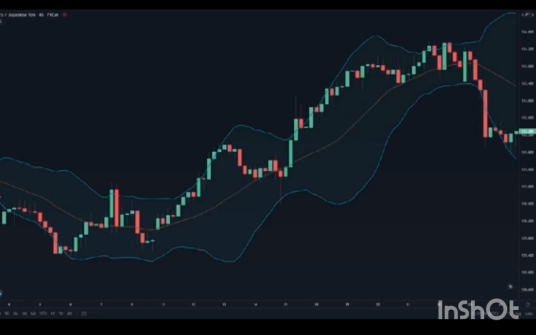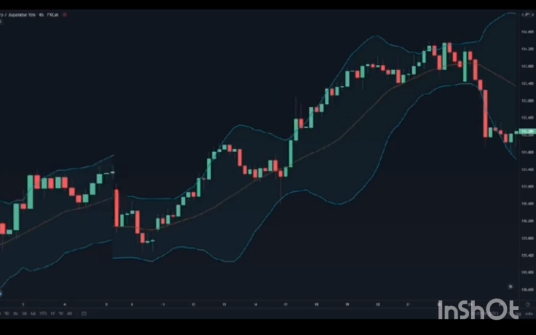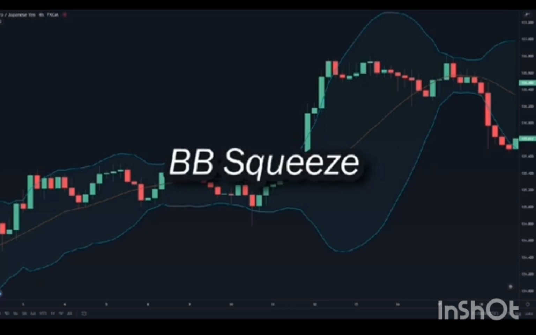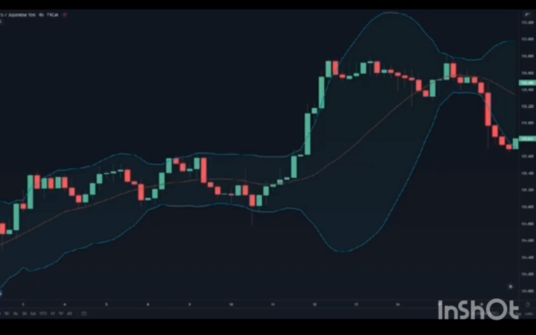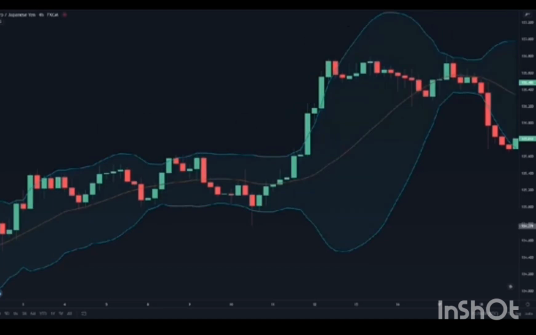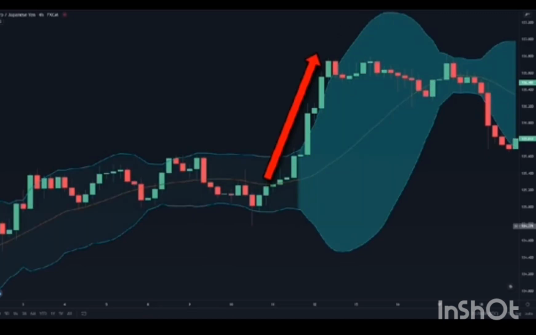So, after testing the Bollinger Bands indicator multiple times, I actually found the most effective strategy that you can use. And the strategy is called the Bollinger Band Squeeze. This strategy is based on predicting price breakouts using volatility. What you need to understand is that the volatility of the market is constantly changing from low to high and vice versa. Meaning that if the market is on a low volatility period like this, eventually volatility will start to pick up in the future, which can lead to big price movements and breakouts.